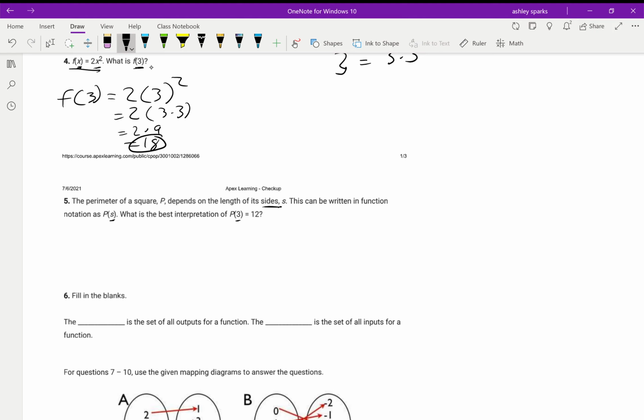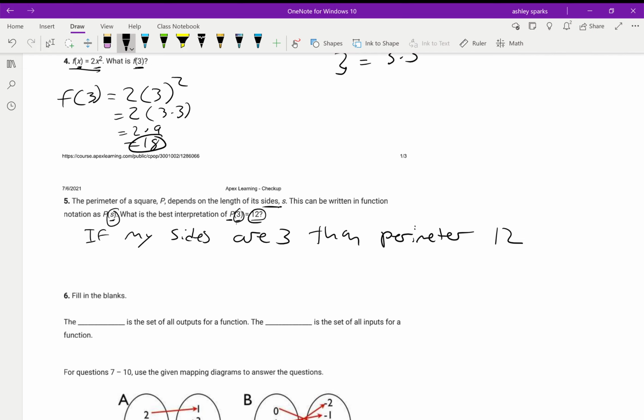So I know if my sides are 3, then how big is my perimeter? Well, my perimeter ends up being this 12 on the outside. So then my perimeter is 12.